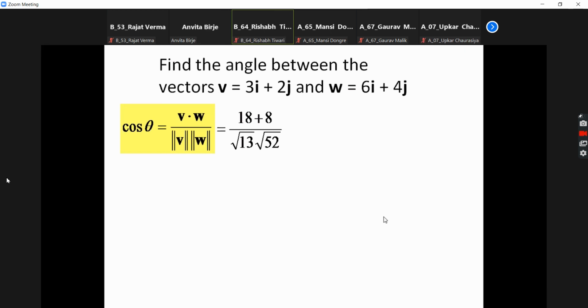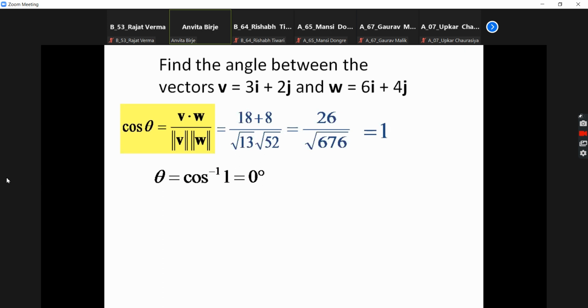Yes, sir. So cos theta is going to be 26 divided by under root of 676, and it's going to be 1. So cos theta is 1. So what is the value of theta? It is going to be 0. That means the angle between V and W is going to be 0. So when the angle between two vectors is 0, they are called parallel. Right? So when the two vectors or the two lines are parallel to each other, the angle between them is 0. That means they will never intersect each other.